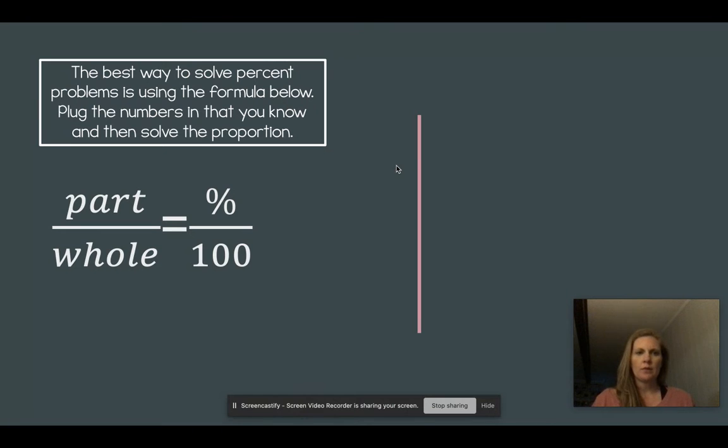When we are talking about percents, my favorite way to set these up would be using the formula part over whole equals percent over 100. I love this for a few reasons. It works with tons of percent problems. I like that you set it up like this every time. You always know your percent's going to go here. You always know your 100 is going to go here. And then you just have to figure out your part versus your whole.